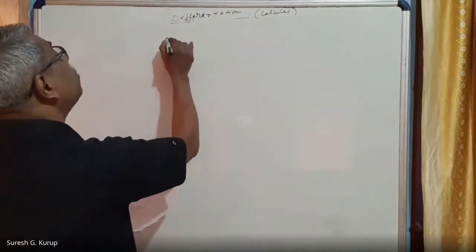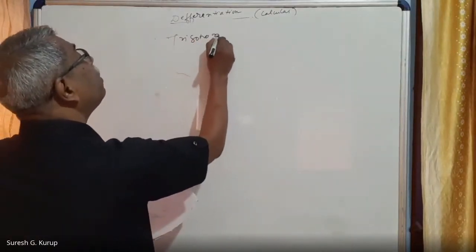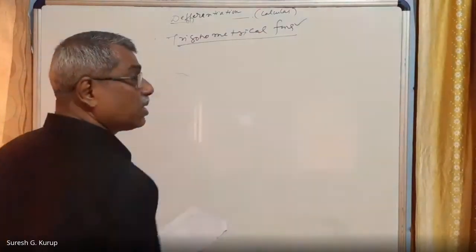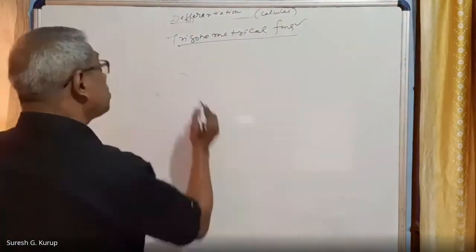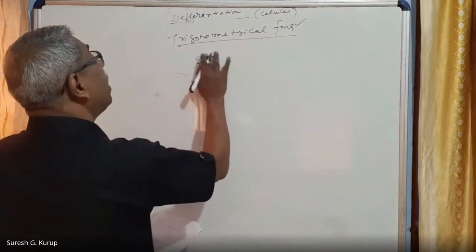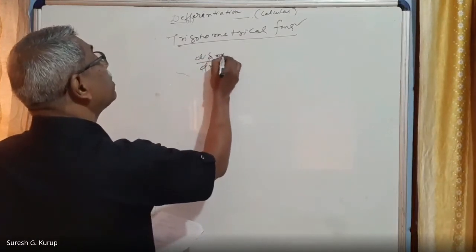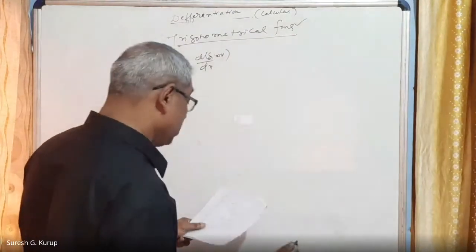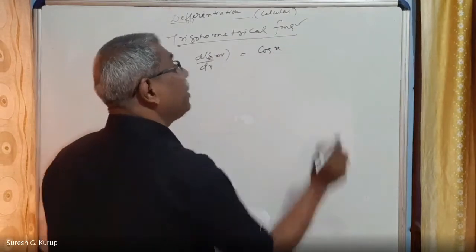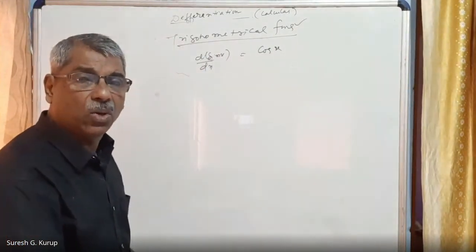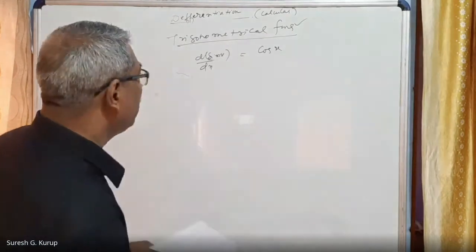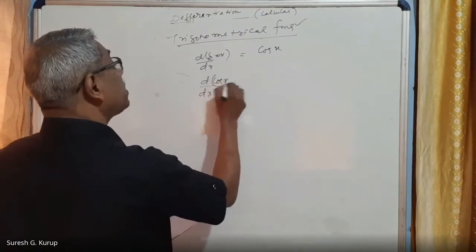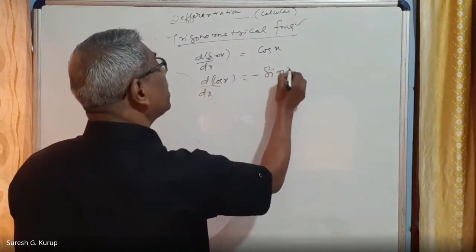Now to trigonometrical functions. Let us see how the differential coefficient of trigonometrical functions can be calculated. First one, d by dx of sin x. y is equal to sin x. Therefore, d by dx of sin x is equal to cos x, by rule only. There is no proof. Rule. Right. And also d by dx of cos x is equal to minus sin x.